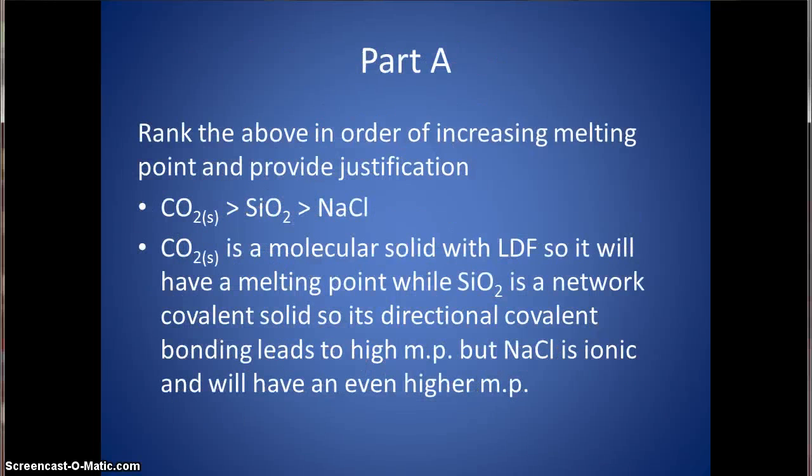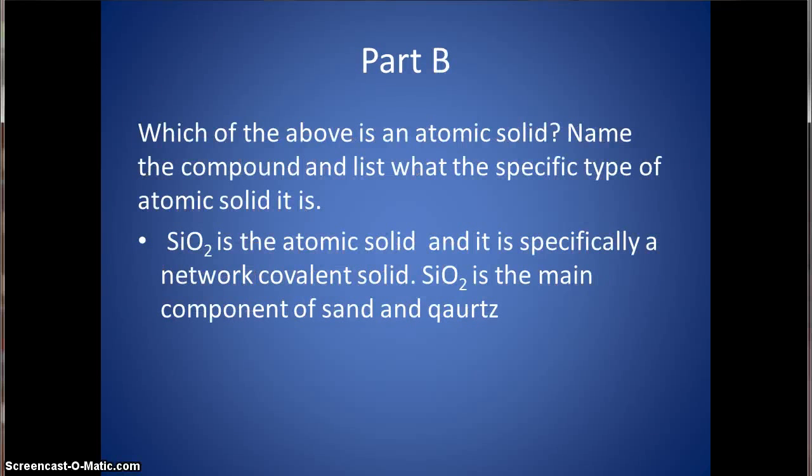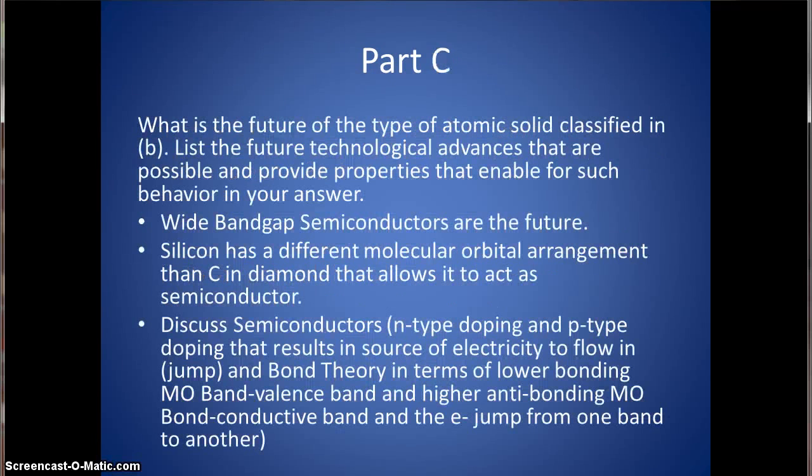So the order would be the molecular solid, then the network covalent solid, and then the ionic. SiO2 is the actual atomic solid, specifically the network covalent solid. When discussing the future, it would be the wide bandgap semiconductors that we talked about two months ago in the Department of Energy video. Silicon has a different carbon arrangement, which is why it can be a semiconductor versus a diamond. And when we're specifically talking about semiconductors, you'd talk about n-type doping, p-type doping, and band theory.